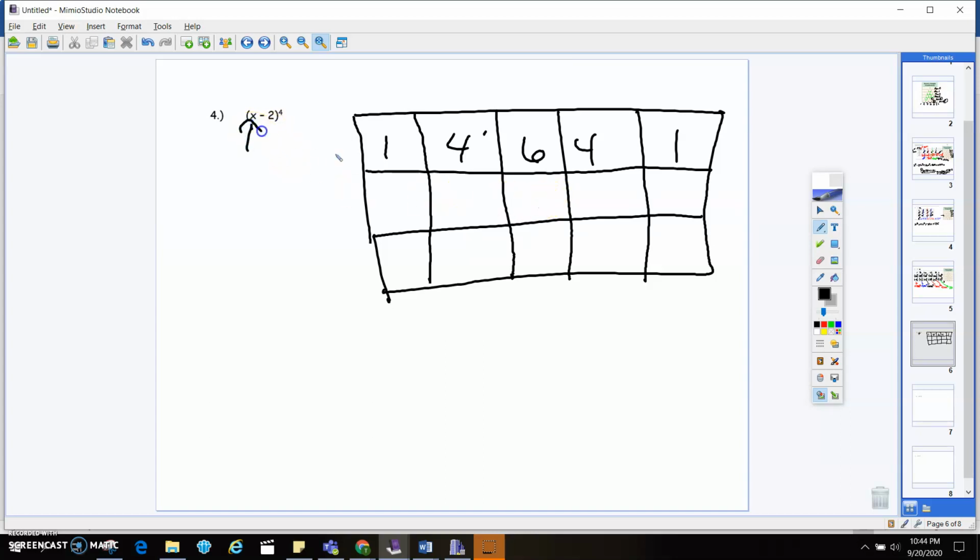So we're going to take that first term and raise it to the 4th power, and then go in descending exponent order. And then we're going to take that second term, and we're going to raise it to the 0 power. And we're going to go in ascending order. And I would always suggest writing this out.